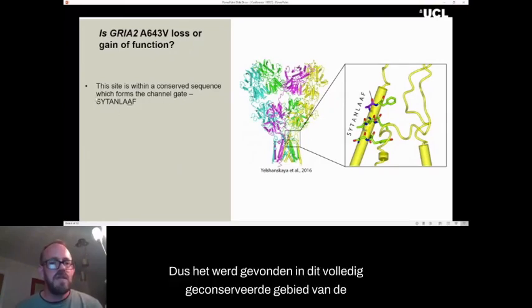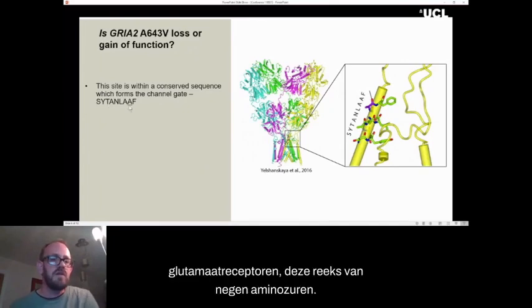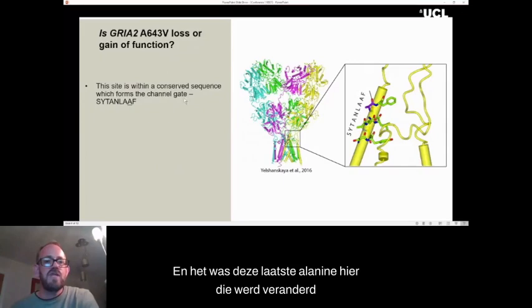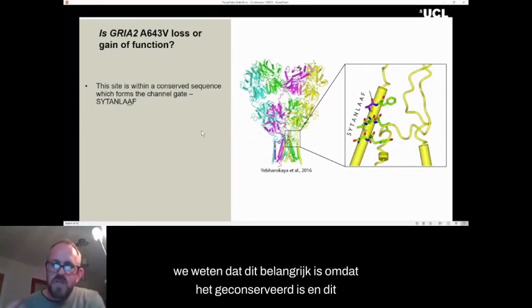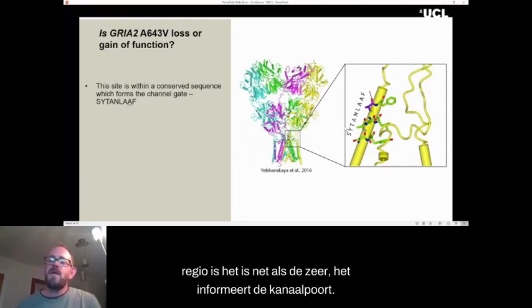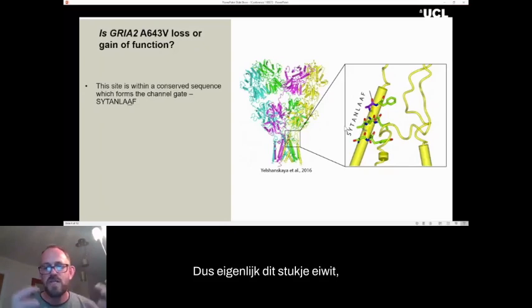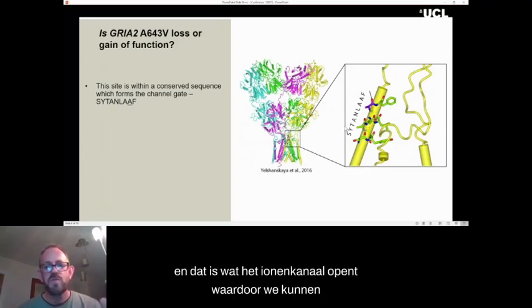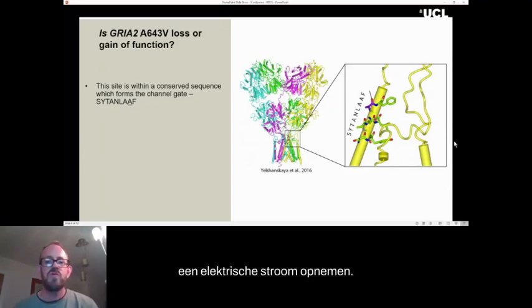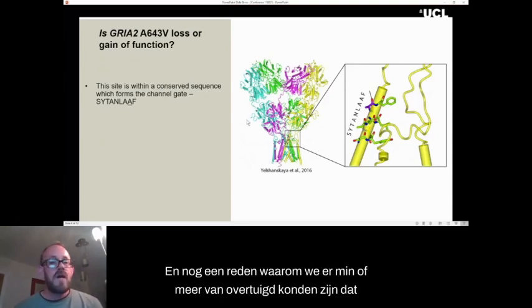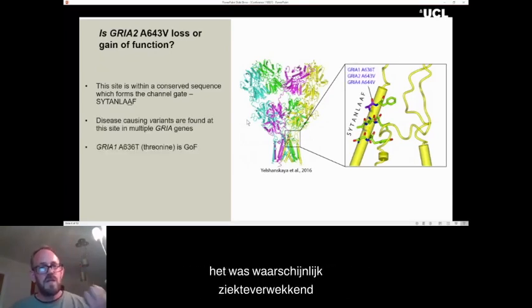It was found in this completely conserved region of the glutamate receptors, this 9 amino acid stretch, and it was this final alanine here that was changed to a valine. We know this is important because it's conserved, and this region forms the channel gate. Basically this bit of the protein is all bunched together, the 4 copies, when the channel is closed, and when the channel opens they all spring apart, and that's what opens the ion channel that allows us to record electrical currents.